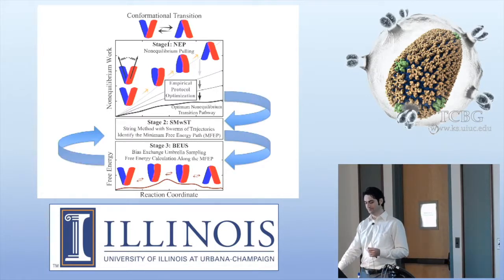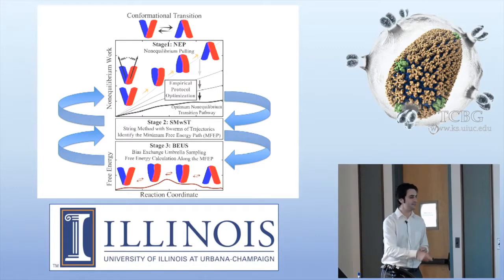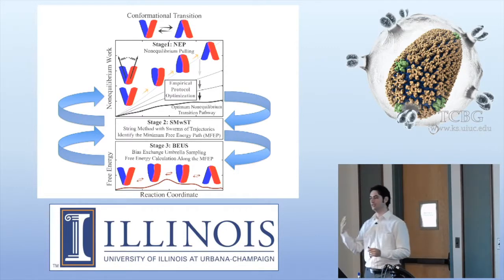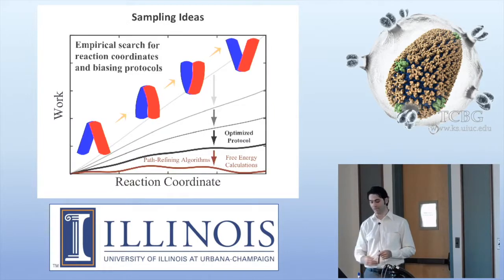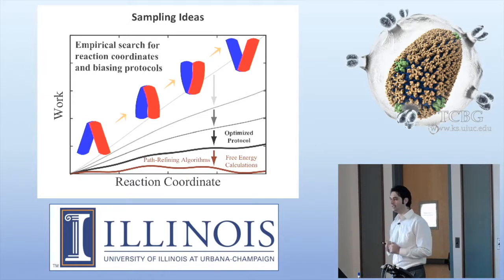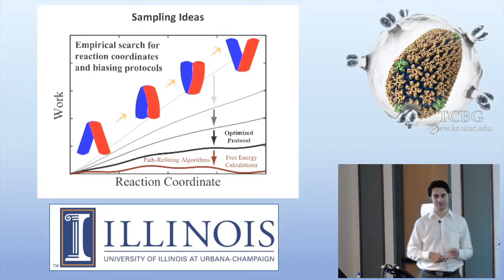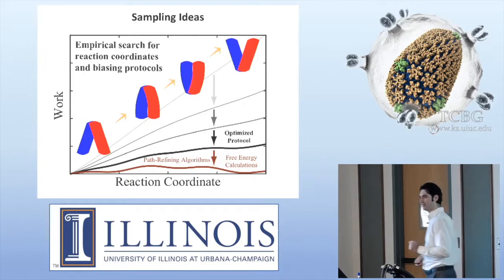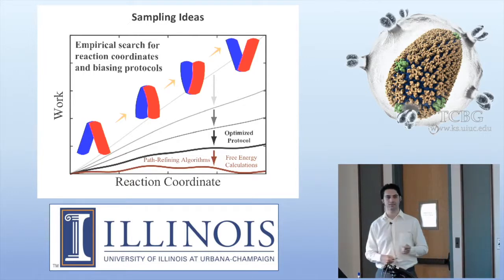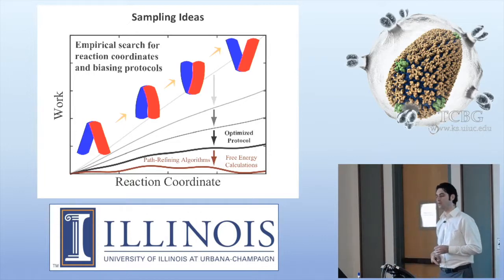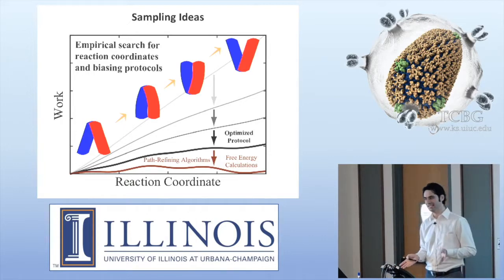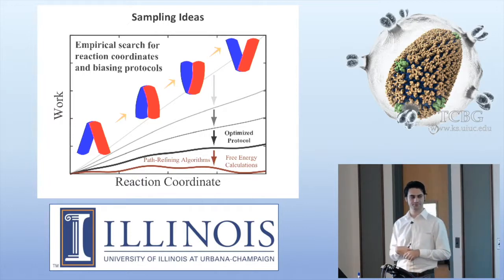Again, this could be all iterative. So the idea is to use work as one way of distinguishing between good and bad protocols. It doesn't tell you everything, but it's one of the things that you can look at. So if you use a particular protocol and it results in 1,000 kcal per mole, it means that you don't have a good protocol.